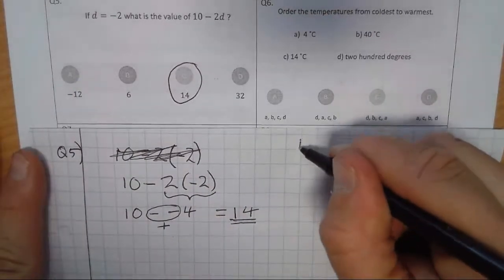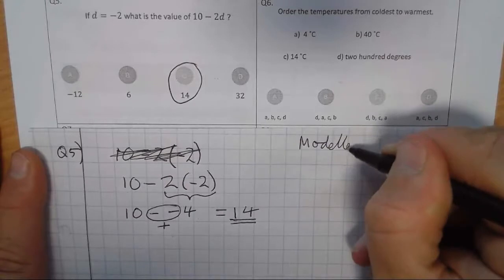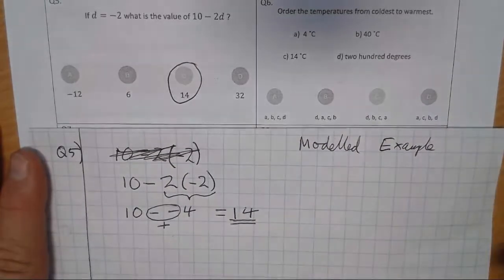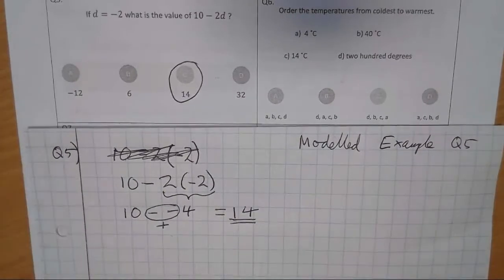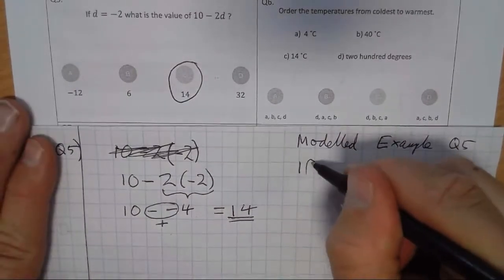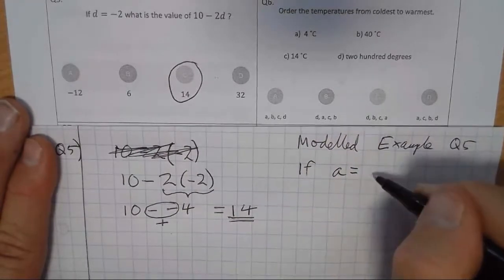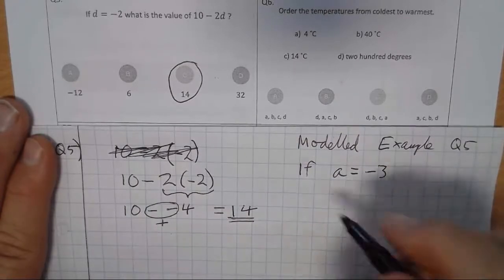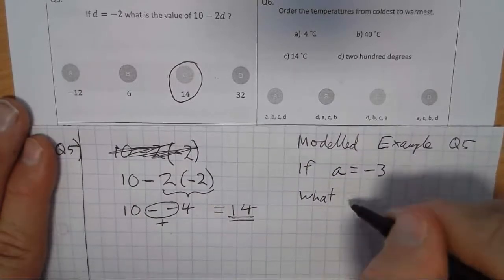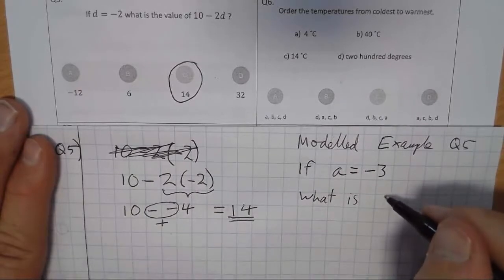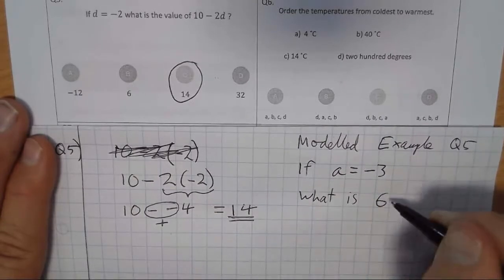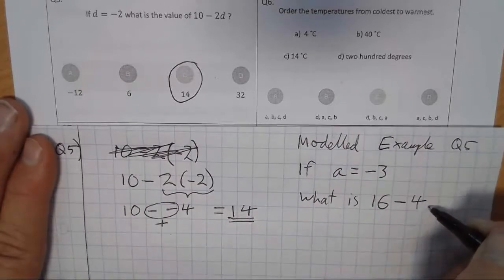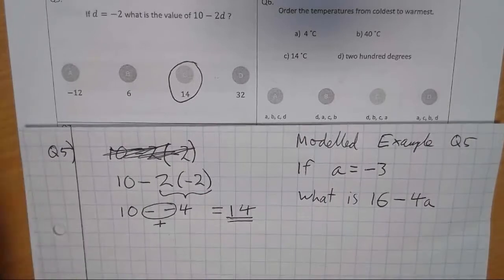Right, a modelled example to help. This is still for question 5. All right, so let's say A equals minus 3, what is 16 take away 4A?